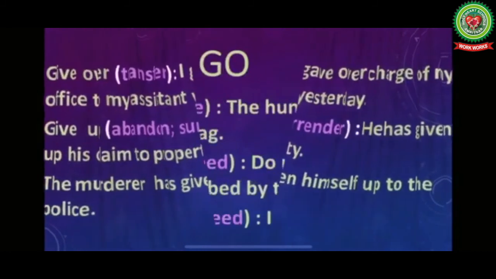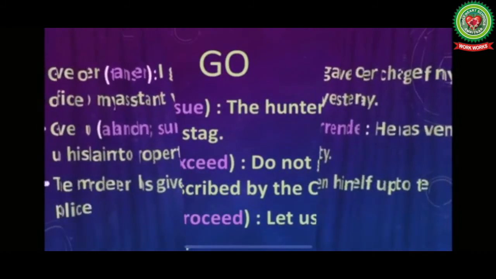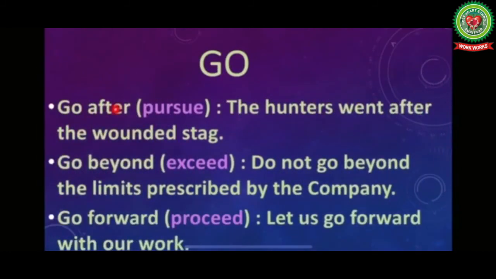See children, next verb here is go, and the phrasal verb under it is go after. See the meaning here of go after is pursue, means aage badhna. Sentence is the hunters went after the wounded stag, means the hunters pursued the wounded stag. So instead of using the word pursued or pursue, we may use the phrasal verb went after or go after.